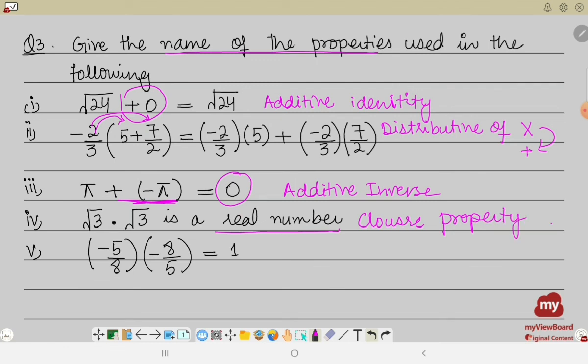Okay, next you have minus 5 by 8 into minus 8 by 5 gives you 1. So these are multiplicative inverses of each other. Multiplicative inverse. The spelling is wrong. C-L-O-S-U-R-E, okay, this is the spelling of closure property.